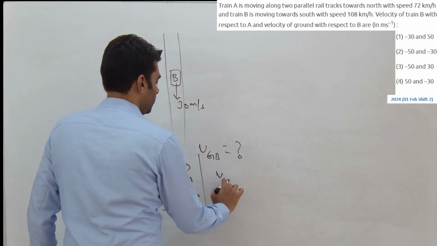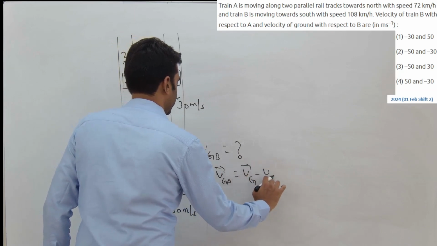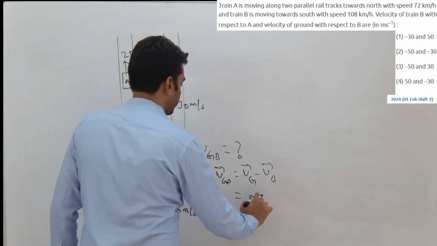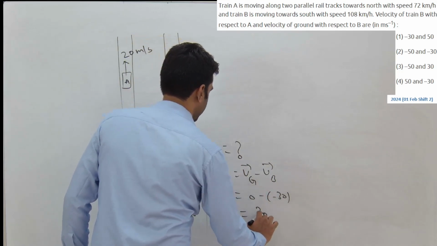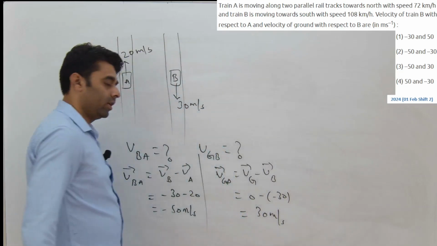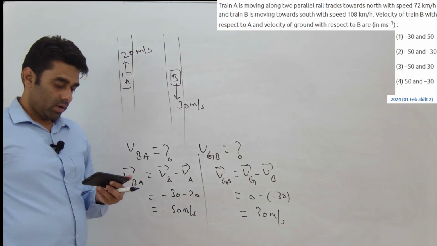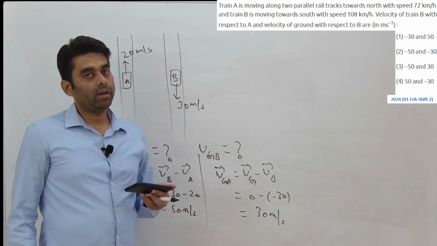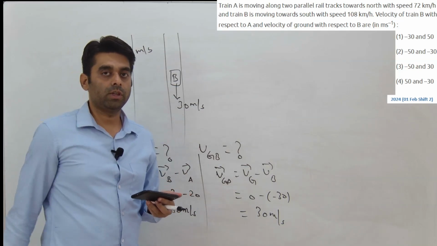So VGB will be Vg minus Vb. Ground is 0, so this will be minus of minus 30, which gives us 30 meter per second. Right? Now check the options that are given to us. Minus 50 and 30 we are getting. That is, option number 3 will be the correct answer. Right? Answers are there in front of you. Let's move to the next question.